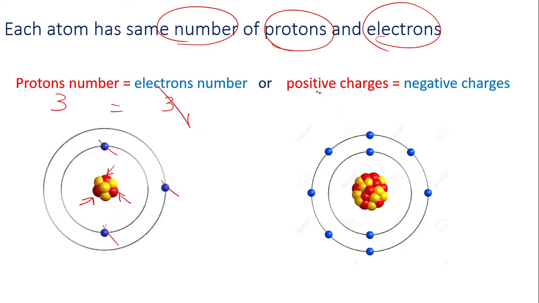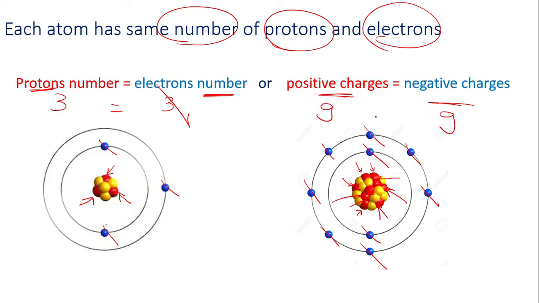So let's see here again, if the positive charge or protons are equal to the negative charge, it means electrons. Let's count together. 1, 2, 3, 4, 5, 6, 7, 8, 9. So I have 9 negative charges or 9 electrons. What about the positive one, the protons? Let's count. 1, 2, 3, 4, 5, 6, 7, 8, 9. So I have 9 positive charges.